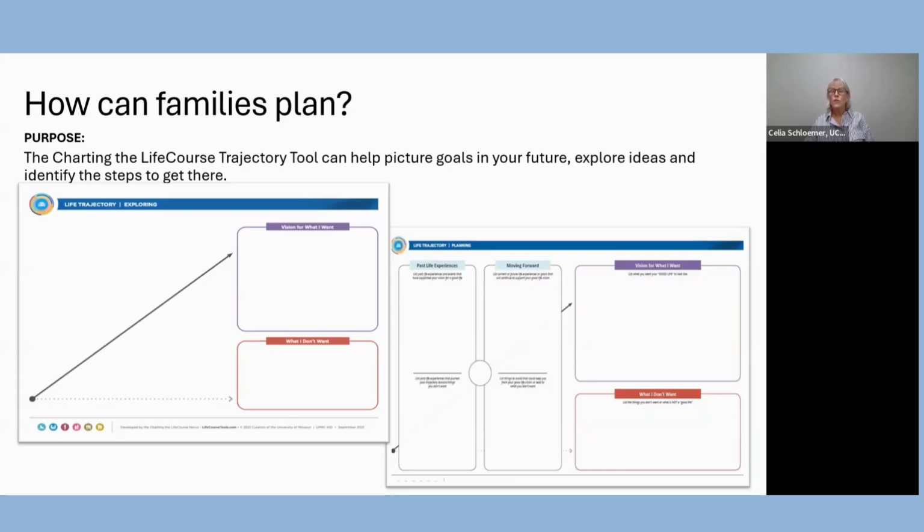And by design, the trajectory helps you identify your vision in 2 steps, represented on the trajectory by the purple and red boxes. There's the purple box, what you want in life, and the red box, what might get in the way. When completed, the tool can help you communicate that vision to others so people understand how they can help.